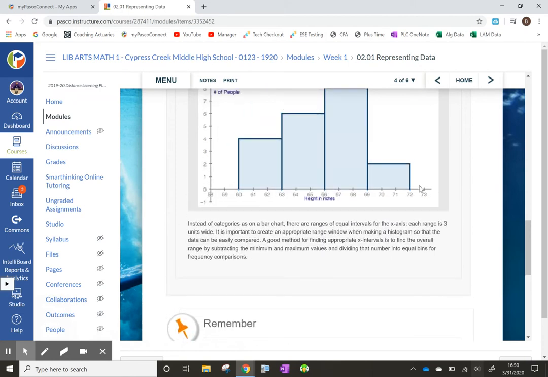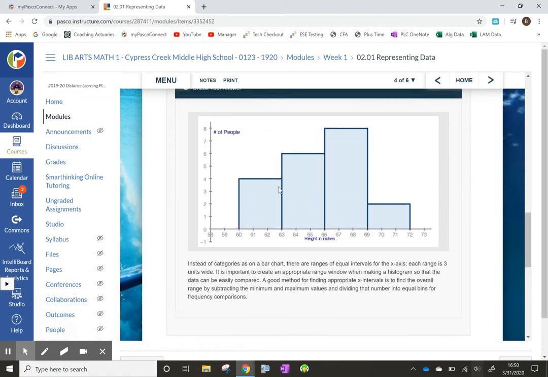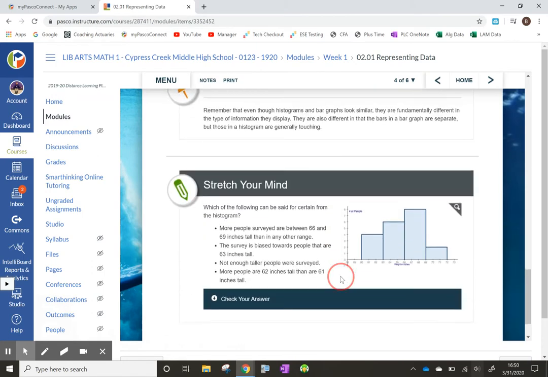So that's a histogram. That's the difference between a histogram and a bar graph. A bar graph will have spaces between the bars, and it'll have the categories listed at the bottom, whereas a histogram is all connected. There is no space between the bars, and there are no categories listed at the bottom. It's just the numbers. It's kind of like a number line, the values that they go between. So remember that even though histograms and bar graphs look similar, they're fundamentally different.